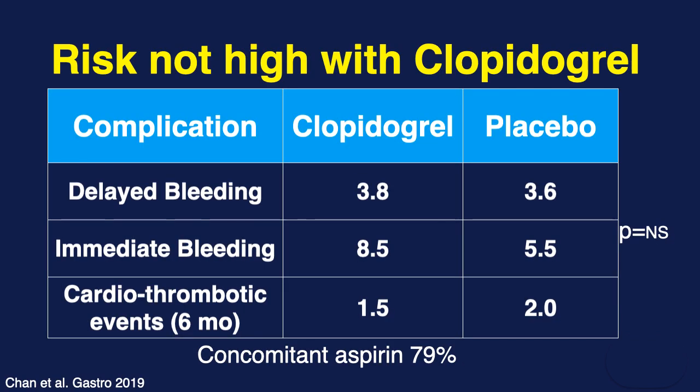In this randomized control study, in one group the clopidogrel was held, and in another group the clopidogrel was continued, while the patients were on aspirin for the majority of the cases, almost close to 80%. What this study shows us is that for small polyp resection, the risk of continuing clopidogrel is not high when you look at the risk of delayed bleeding. And we know that they can bleed immediately, but this immediate bleeding can be managed.